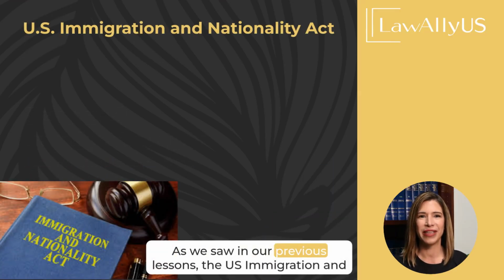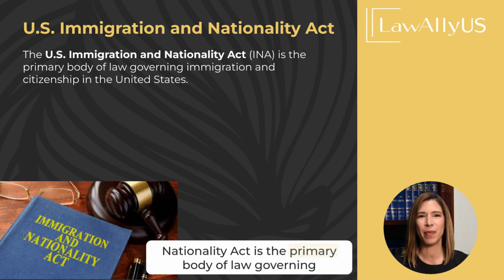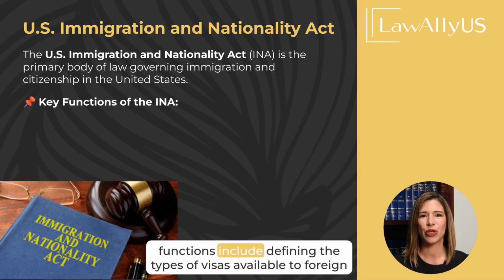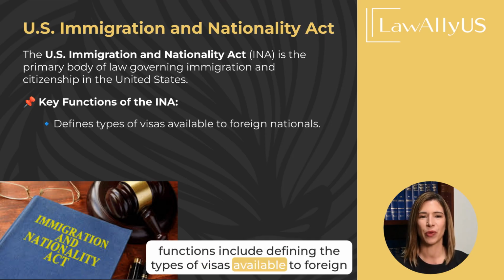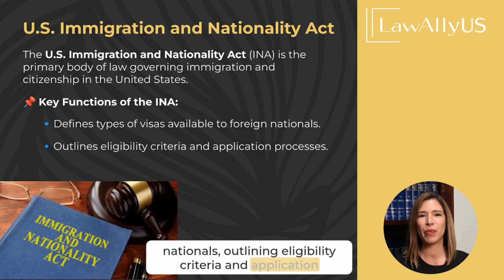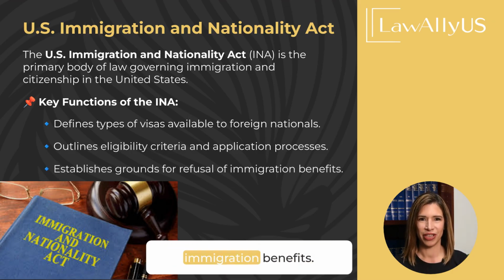As we saw in our previous lessons, the U.S. Immigration and Nationality Act is the primary body of law governing immigration and citizenship in the United States. Its key functions include defining the types of visas available to foreign nationals, outlining eligibility criteria and application processes, and establishing grounds for the refusal of immigration benefits.